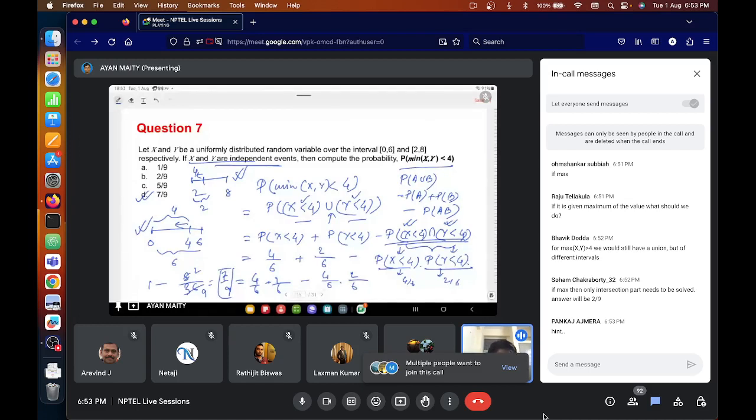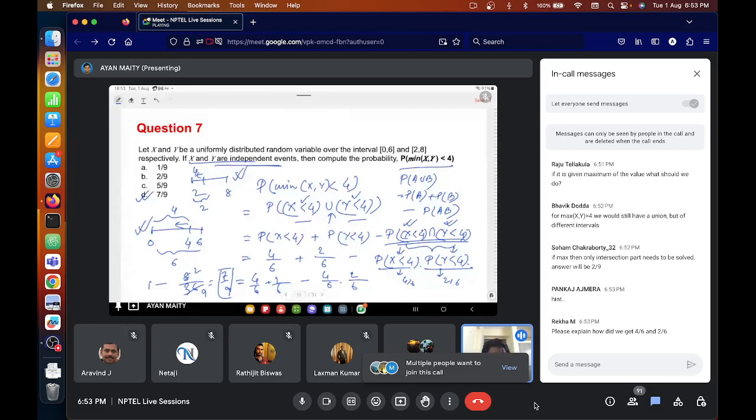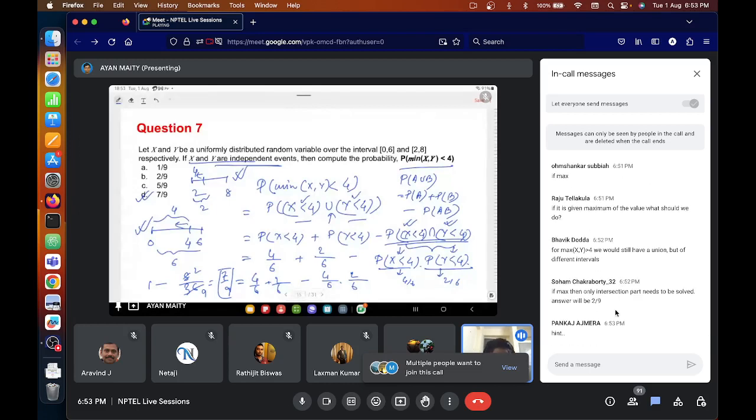So Om Chakravarti has written, if max, then only the intersection part needs to be solved. I didn't understand your statement here. Can you please elaborate what you are trying to say? If max, then only the intersection part needs to be solved.